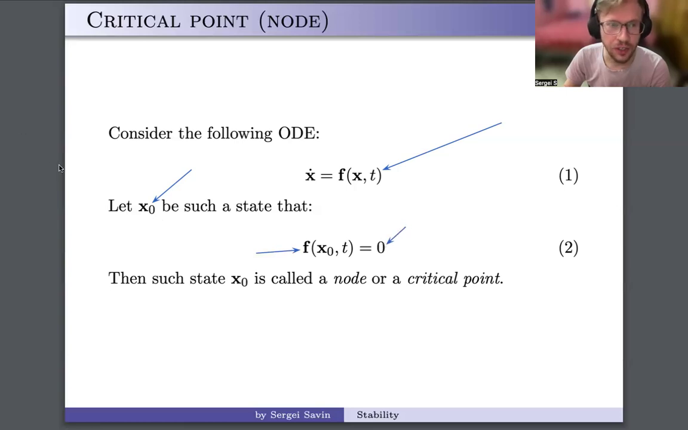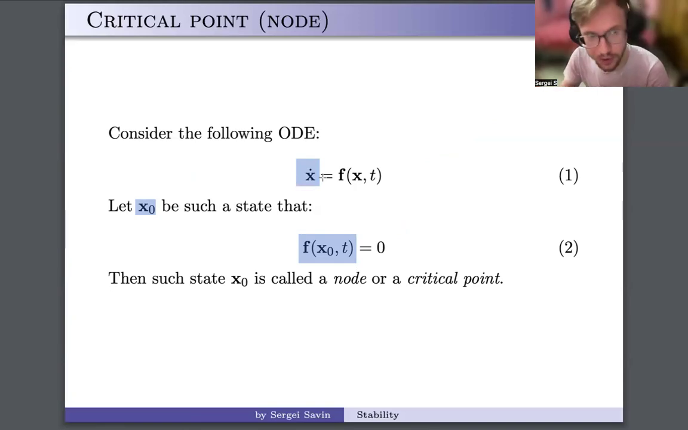then this is called a node. So let us try to understand this just a little bit more carefully. What does it mean for x0 to be such that f of x0 is equal to 0? Well, it means that it is such x that x dot is equal to 0, which in turn means that it is such an x which, if you landed there, your equation is not going anywhere. It's going to stay there.